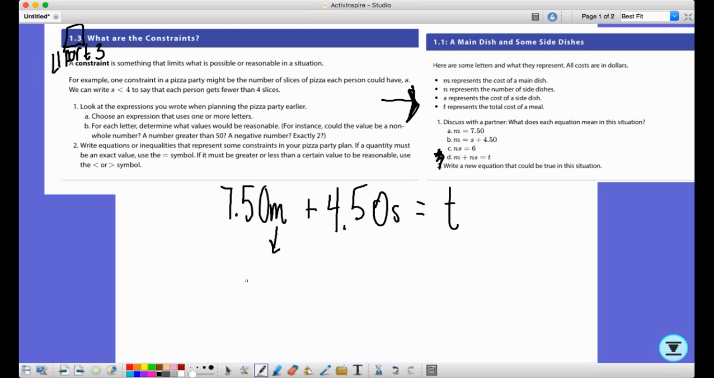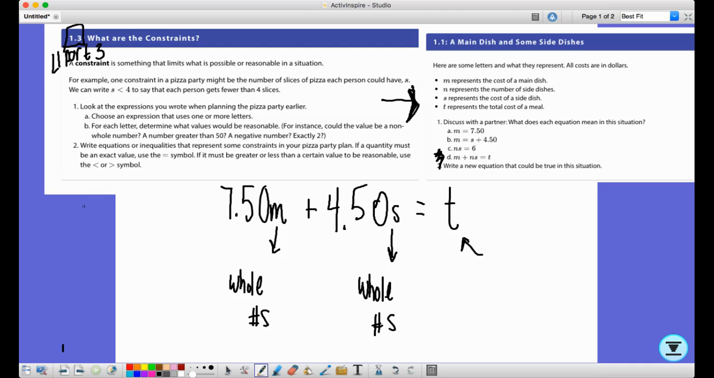So for a main dish, it didn't tell us that we could order a half. So to me, I would say the only thing for main dishes would be whole numbers. Okay. Same thing with side dishes. I think that side dishes would only be able to be anything greater than or equal to 0 because technically you don't have to order a side dish, but you could. So again, I would say whole numbers. But when it comes to T for total cost, okay, that would be any number except negative numbers because we could have decimals, we could have fractions, we could have anything along those lines.